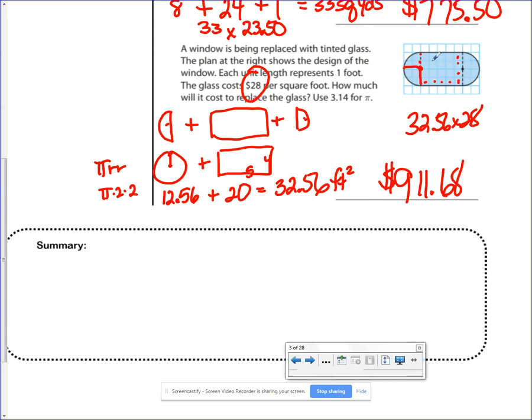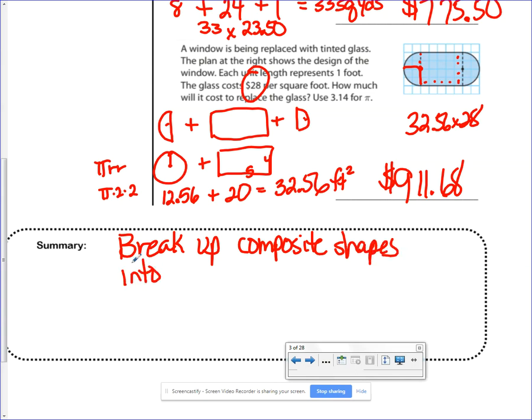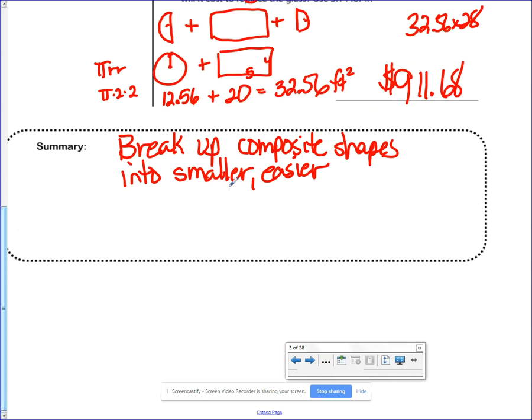All right. So our summary here is, how do you find the area? We are going to break up composite shapes into smaller pieces. And I'll say easier pieces or shapes. And then find the total when you go from there.